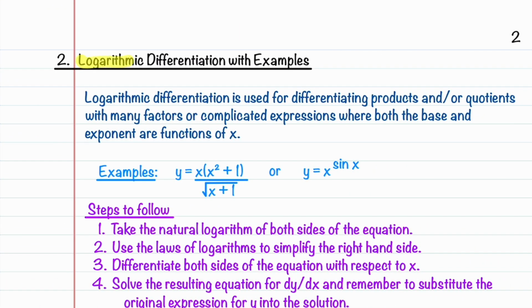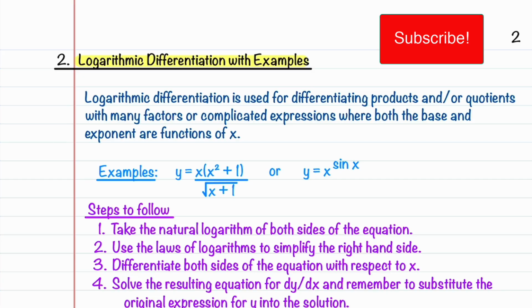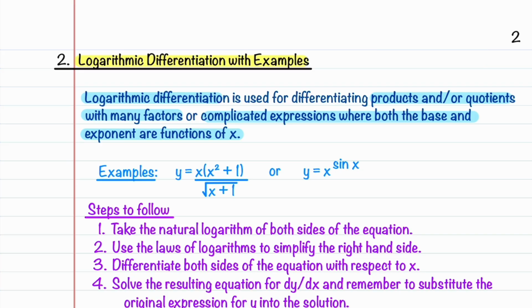We're now going to learn all about logarithmic differentiation and walk through some examples. Logarithmic differentiation is used for differentiating products and/or quotients with many factors, or complicated expressions where both the base and the exponent are functions of x. Down here, I wrote down examples of each of these. The first function is an example of a function that's made up of a product and a quotient and is pretty complicated. And then the second example is an example of a function where both the base and the exponent are functions of x.